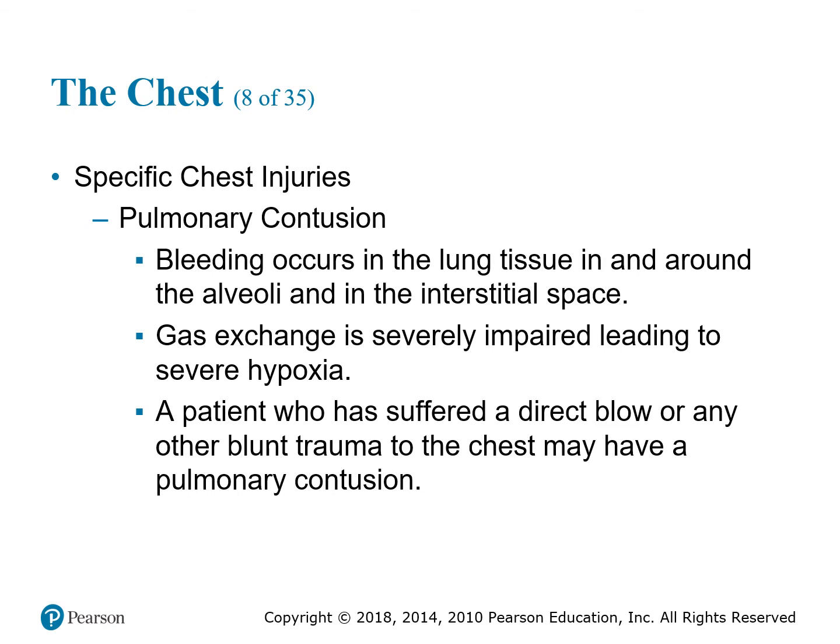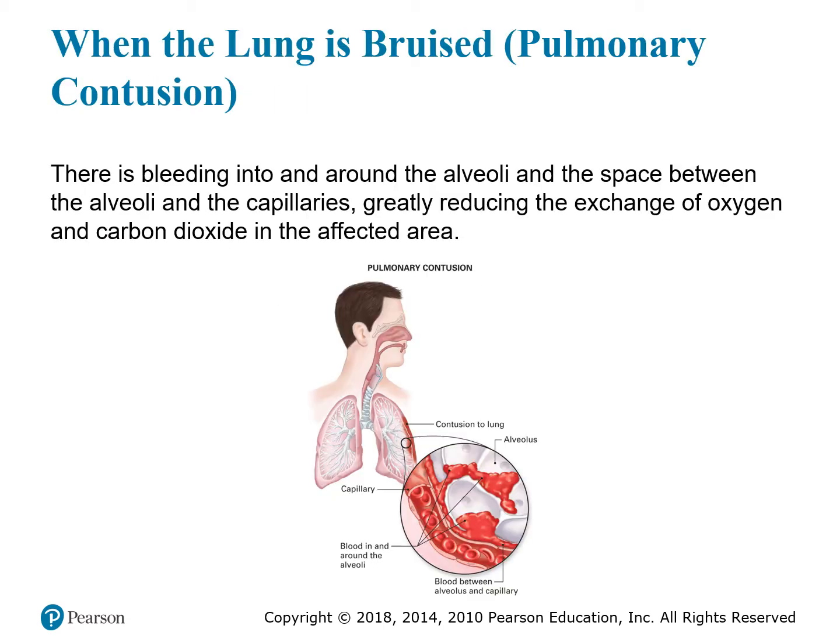Now, a patient who has suffered a direct blow or any other blunt trauma to the chest can have a bruise on the chest. Okay, that's very simply put. If you have enough energy to bruise the outside, there's probably enough to bruise the inside as far as energy in that trauma goes. So if we're assessing our patient and that patient is having issues with oxygenation, it's likely that they might have a pulmonary contusion.